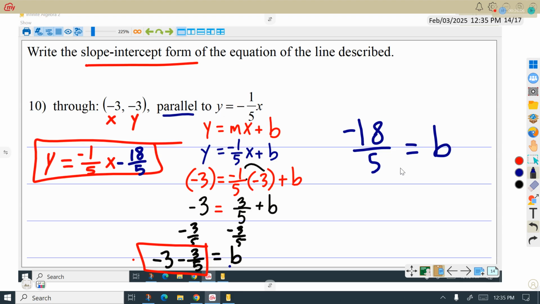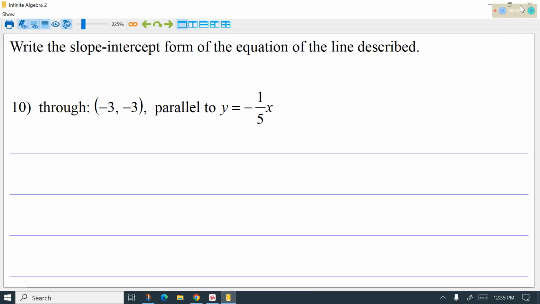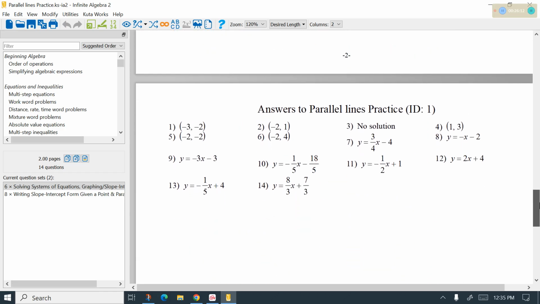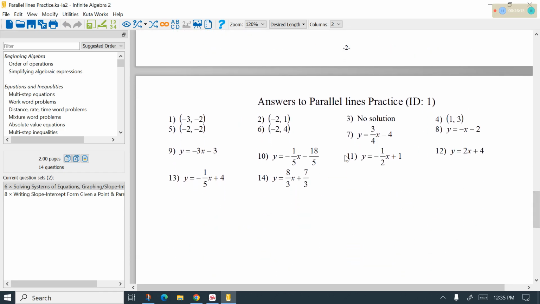So good luck. Like I said, I will show the answer key. Make sure that you learn something. Don't just copy everything. Put the answers you got right here. Okay, we got our solutions, and we got our equations that we need for our parallel lines right here.